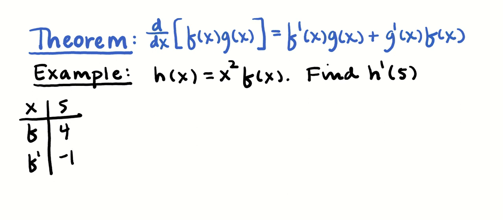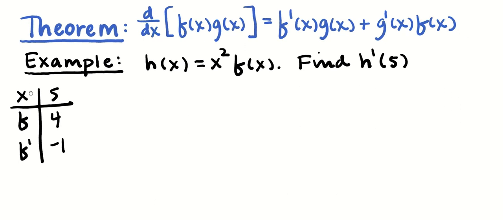Next, I've got a table problem for you. These table problems are really common in AP Calculus, or the graph problems, and maybe I'll have some of those coming up later. Okay, so h of x is x squared times f of x, find h prime of 5. Well, first we're going to need to find h prime of x before we can find h prime of 5.